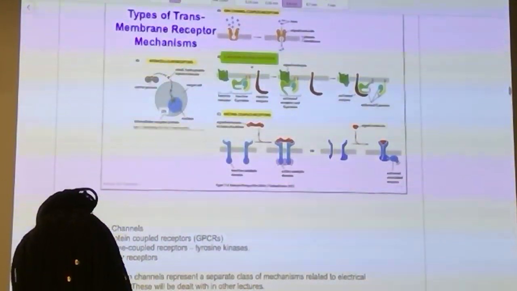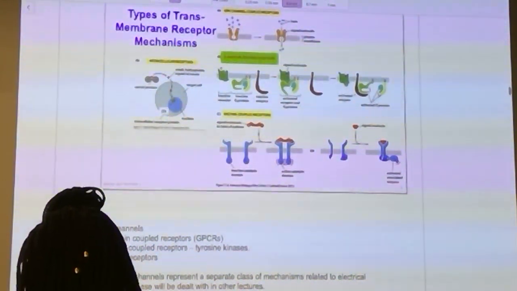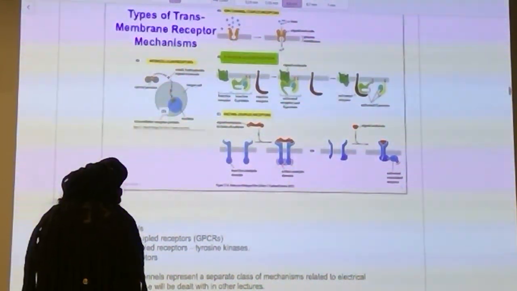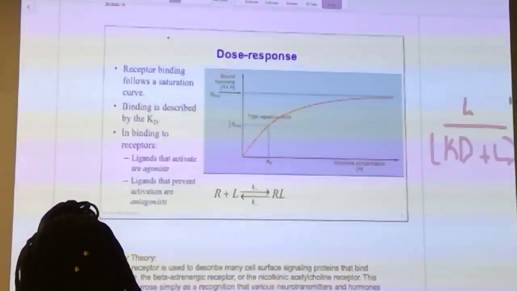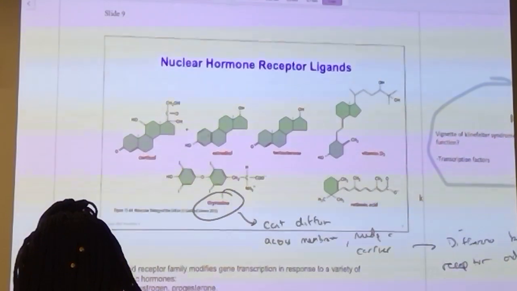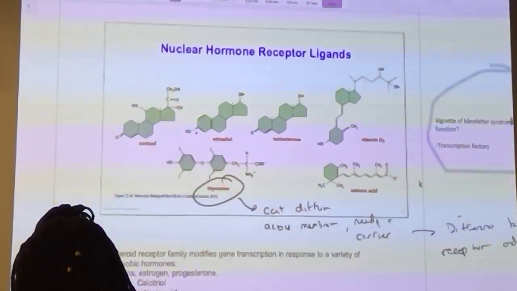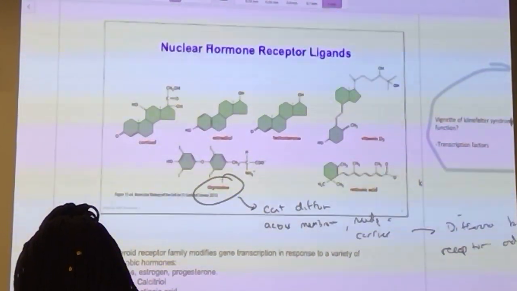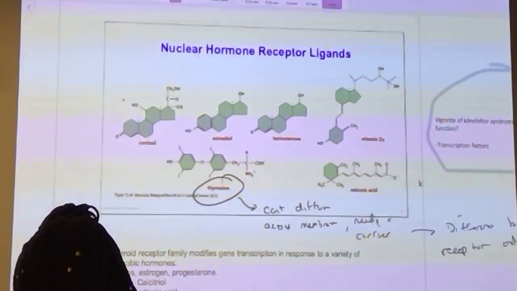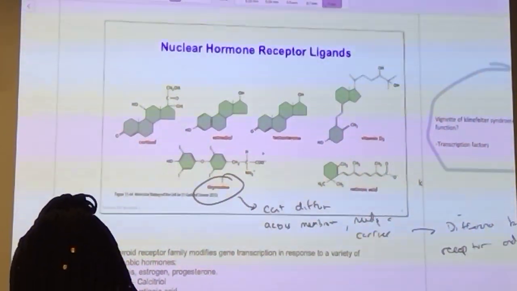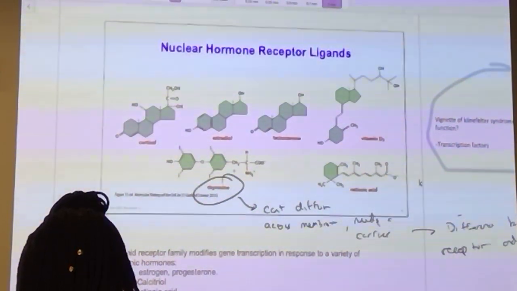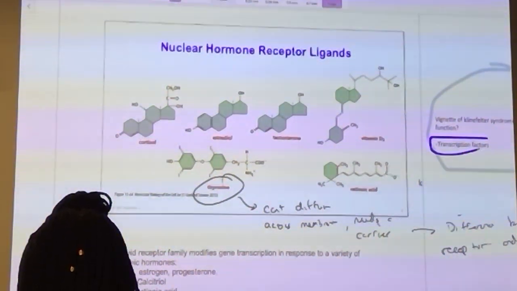The main secondary messengers are calcium, cyclic AMP, and cyclic GMP. Just know that the G protein coupled receptor crosses the membrane 7 times. And again, just know that anything lipid soluble, their receptor is inside the cell, and it'll directly activate a transcription factor.